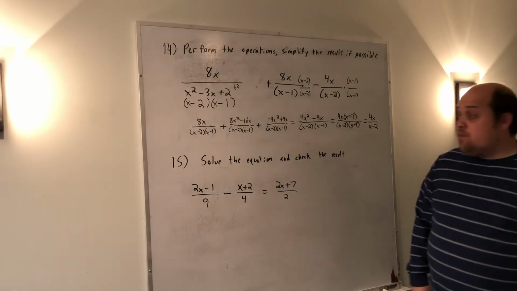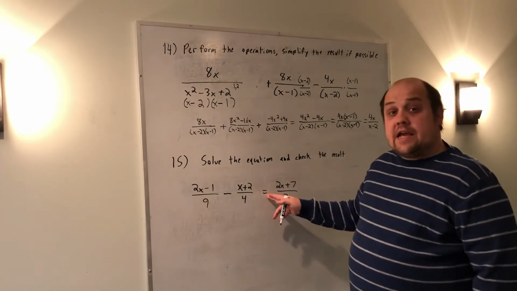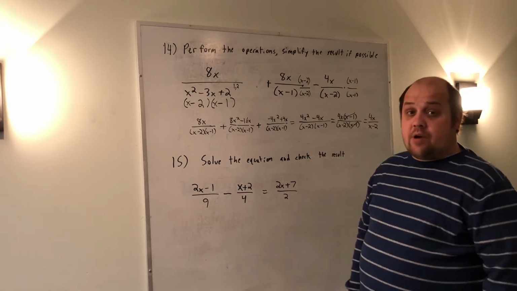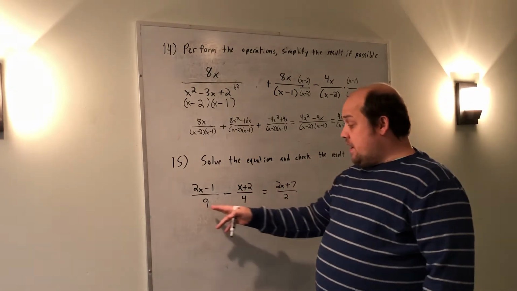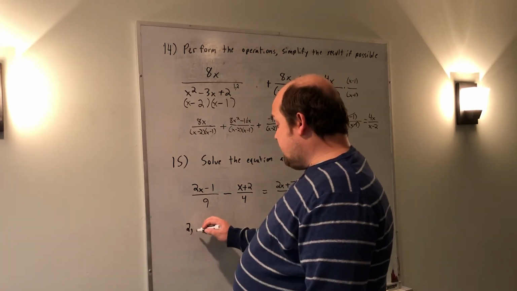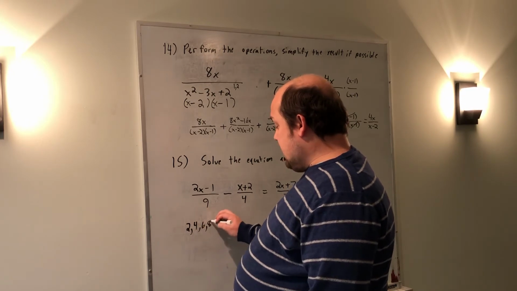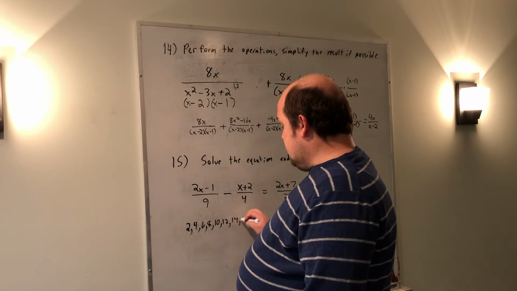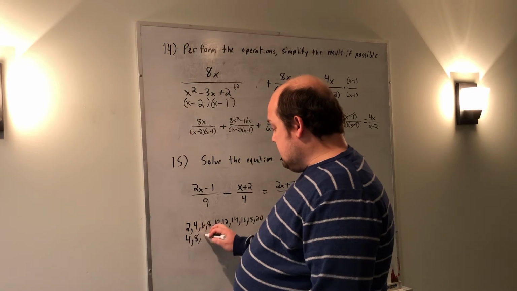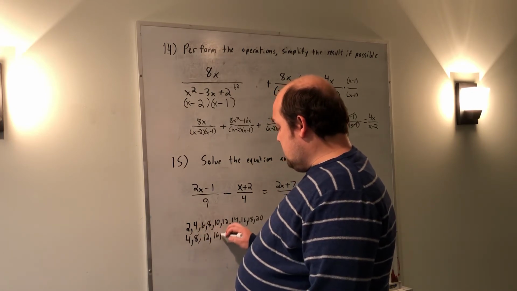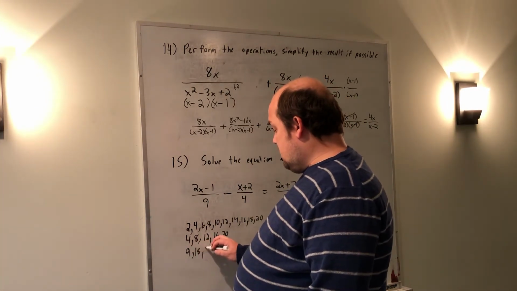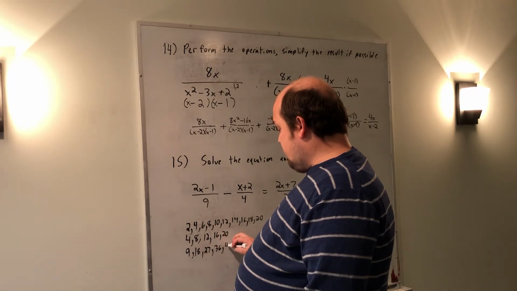For problem 15, again, we're going to approach it a little differently because of this equal sign. When I'm trying to solve and that equal sign's in the equation, my goal is I don't want any more fractions in the problem. So what I'm going to do is take 2, 4, and 9 and see what the least common multiple of these are. If I do my list for 2, I would go 2, 4, 6, 8, 10, 12, 14, 16, 18, 20. For 4, I'd go 4, 8, 12, 16, 20. For 9, I'd go 9, 18, 27, 36, 45.